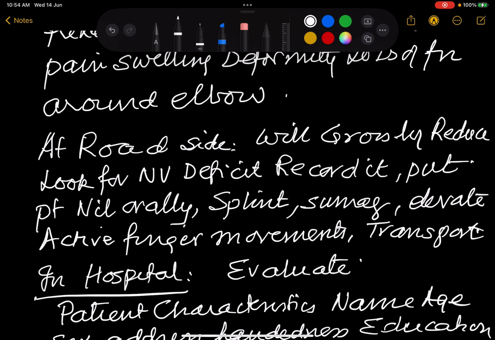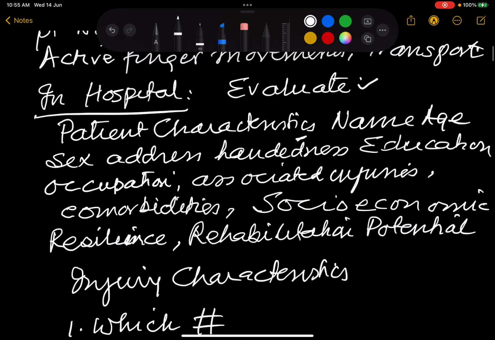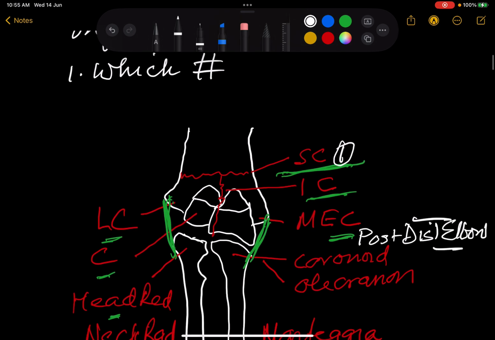In the hospital, you evaluate, do what has not already been done, and in the evaluation, you record the patient characteristics: name, age, sex, address, handedness, education, occupation, any associated injury, comorbidities, socioeconomic resilience, that means ability to bear the expenses of treatment, and rehabilitation potential. Injury characteristics, which is the likely fracture.